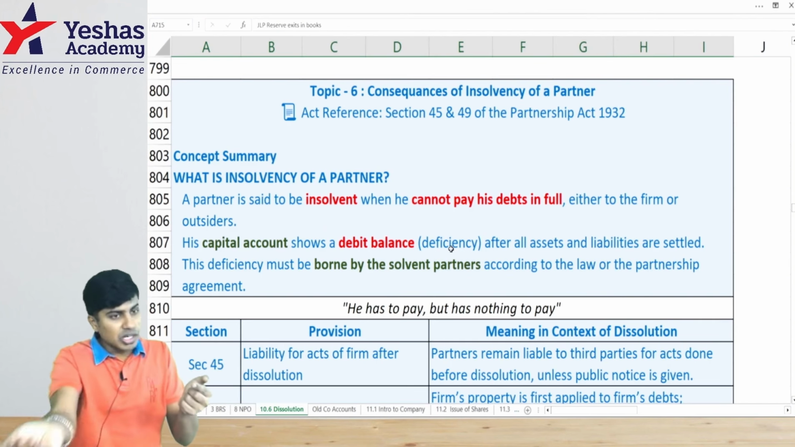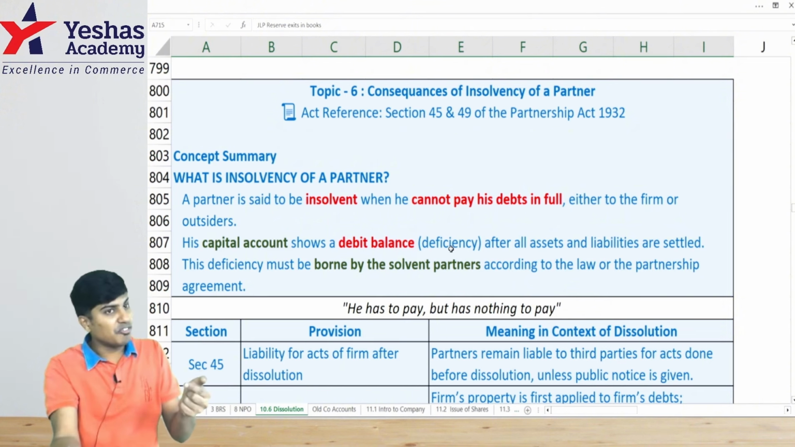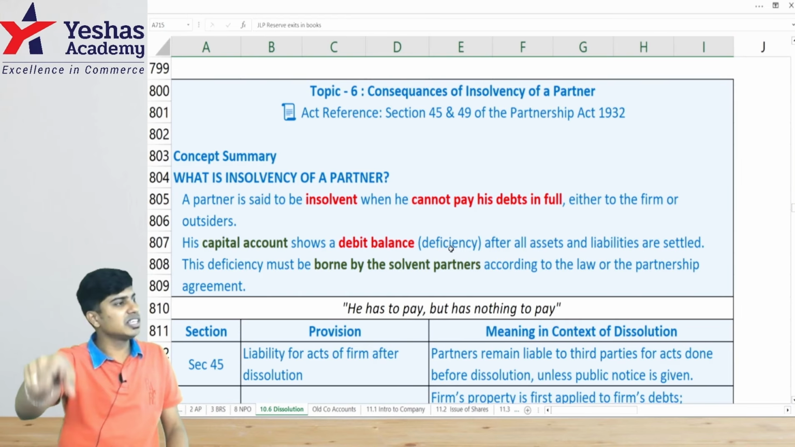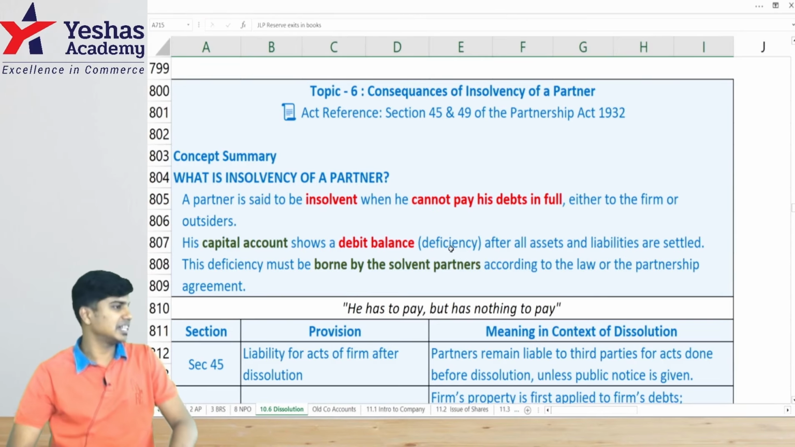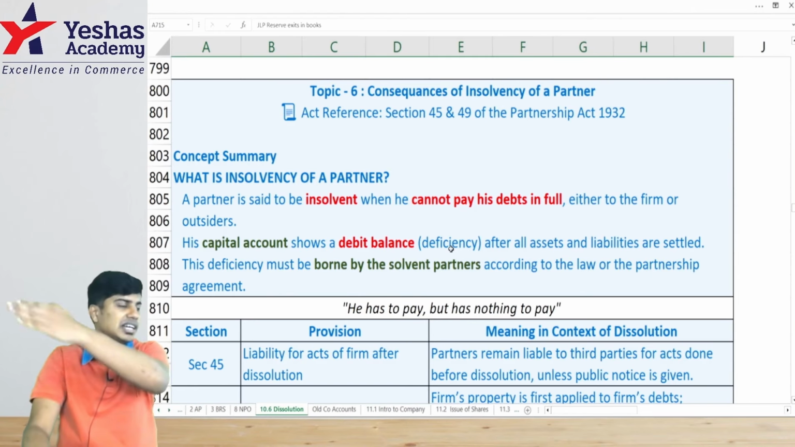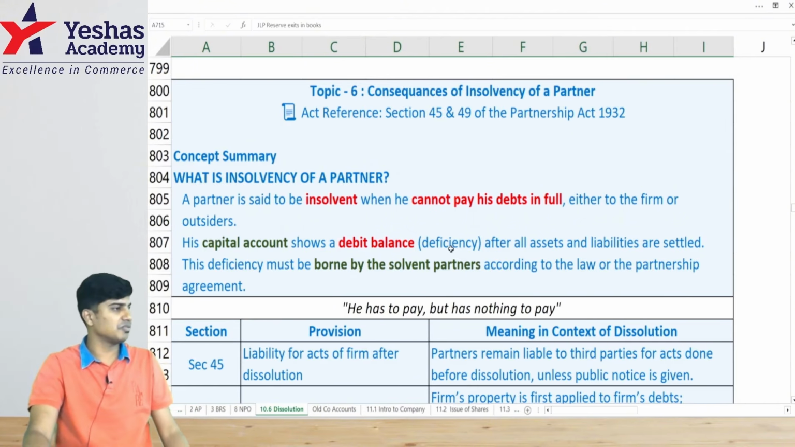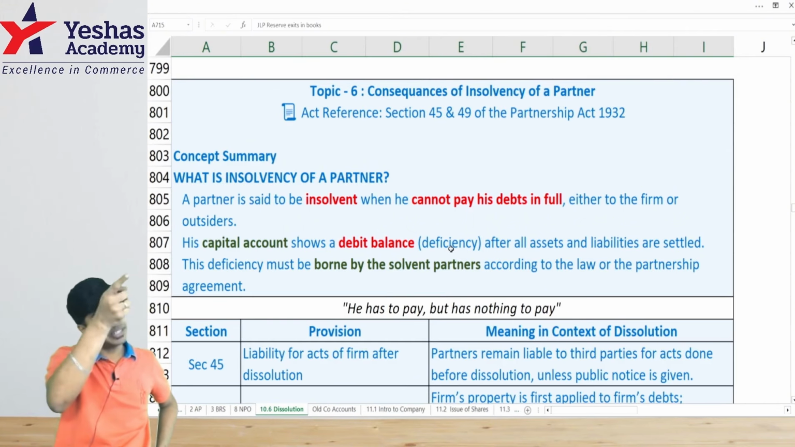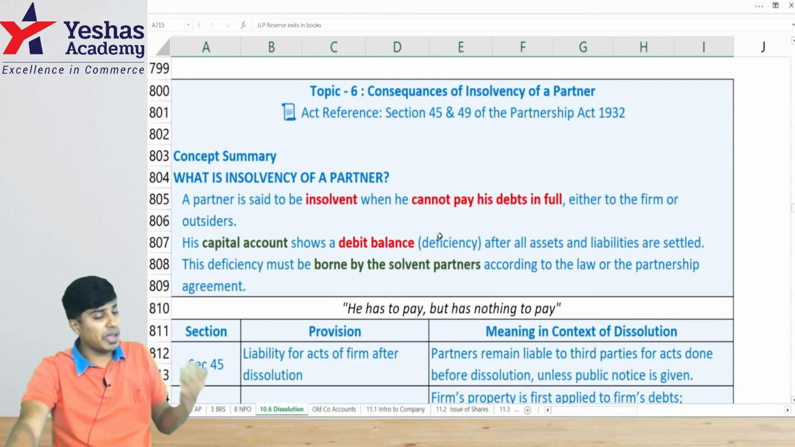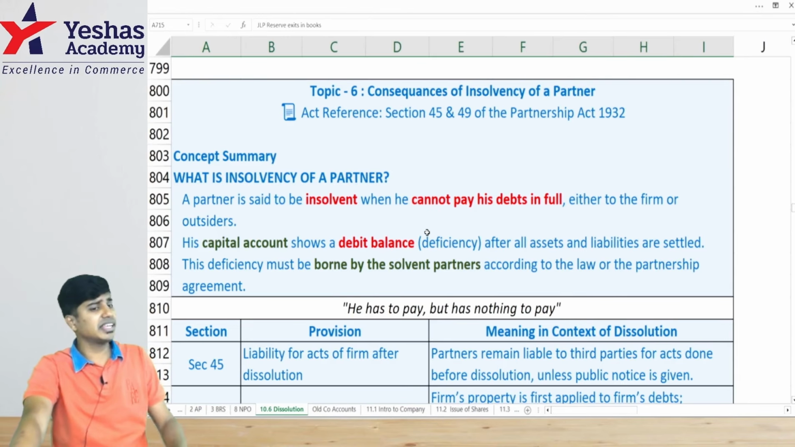Liability will be discharged only when the partner brings cash. But for the partner to bring cash, he is not RBI to print cash, and in his home there are more liabilities than assets. He has to pay more money than the assets that he has. His personal debt only he is not able to pay. How will he pay the partnership firm's debt? That's when we call the partner insolvent. Did you understand this? He has to pay, but he has nothing to pay.